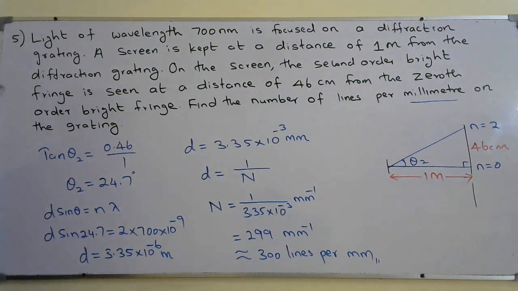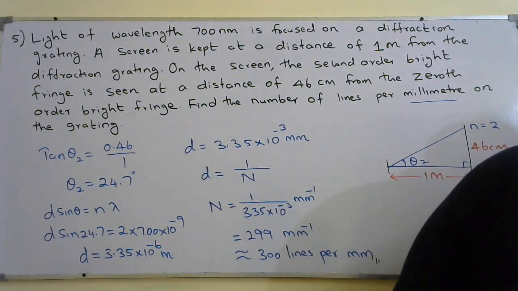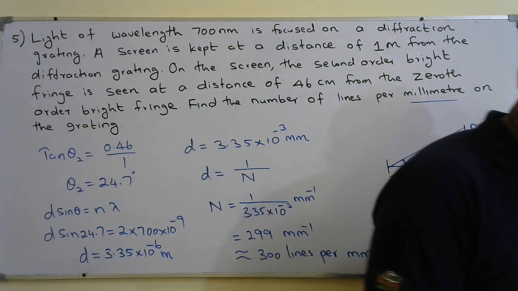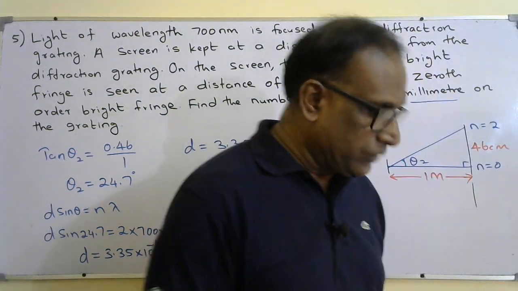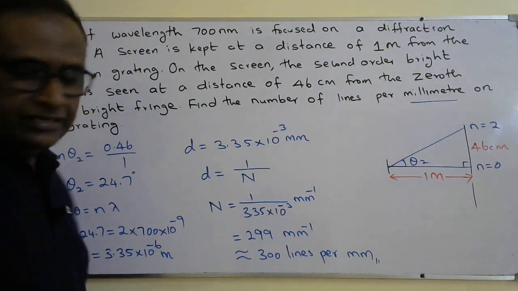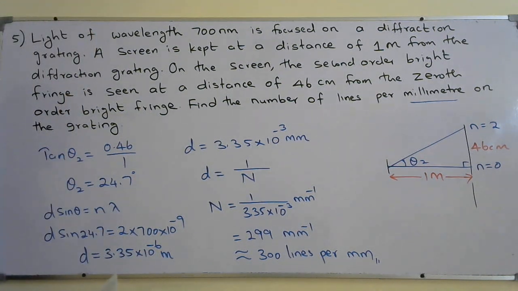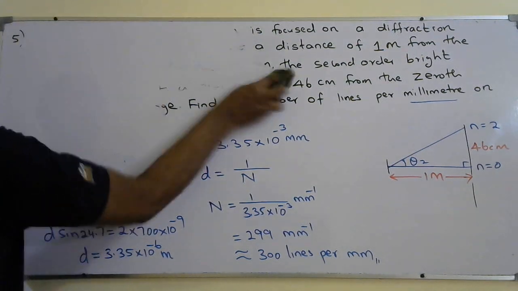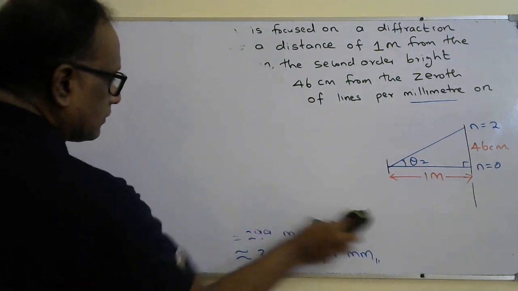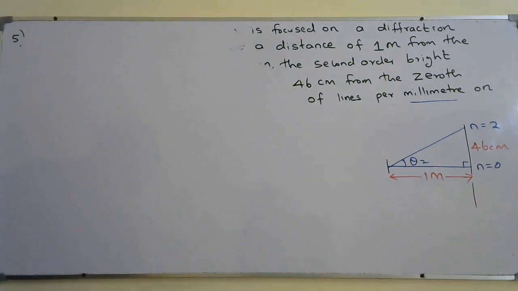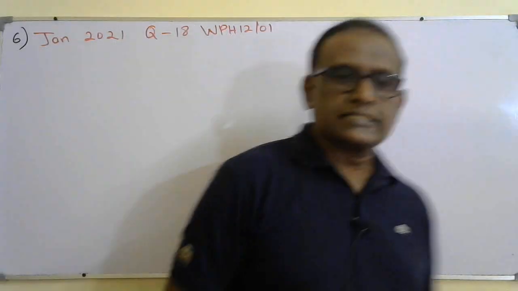So a similar type of question appeared in the past paper, January 2021. The same type of question, exactly the same, only the numbers are different. Okay, so that's the question.